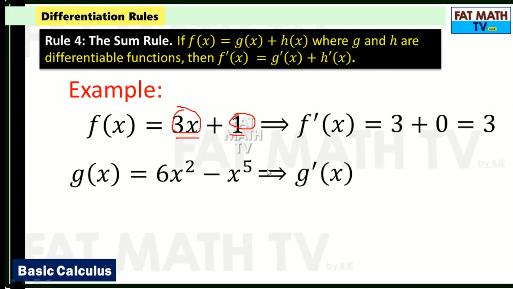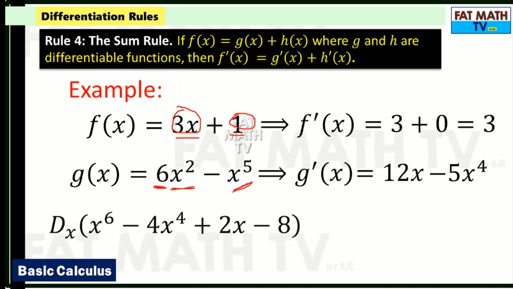So the derivative of 6x squared is 6 times 2x, that is 12x, because the derivative of x squared is 2x by applying the power rule, and according to the constant multiple rule, we just multiply it by the multiple, 6. And then the derivative of x raised to 5, applying the power rule, is 5x raised to 4. So just copy the minus sign. So the derivative of 6x squared minus x raised to 5 is equal to 12x minus 5x raised to 4.